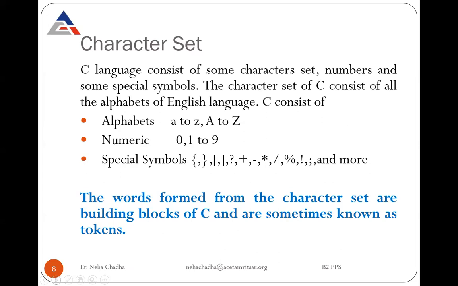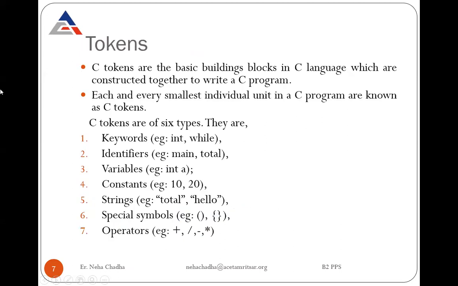In the previous session, I wrote one program. It also had tokens in it. I will discuss it, and it will be clear to you what tokens mean. C tokens are the basic building blocks in C language, which are put together to write a C program. Each and every smallest unit in your C program is called a C token. These are of 7 types. I have included operators as well.